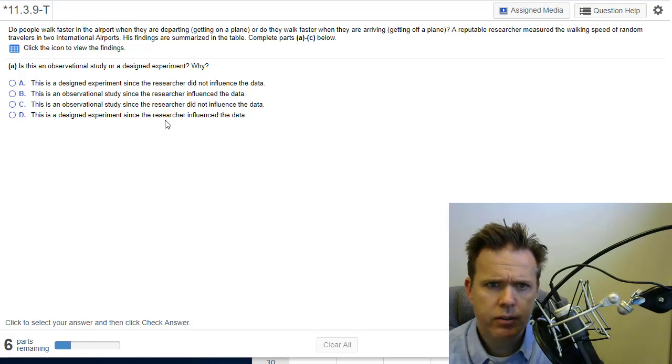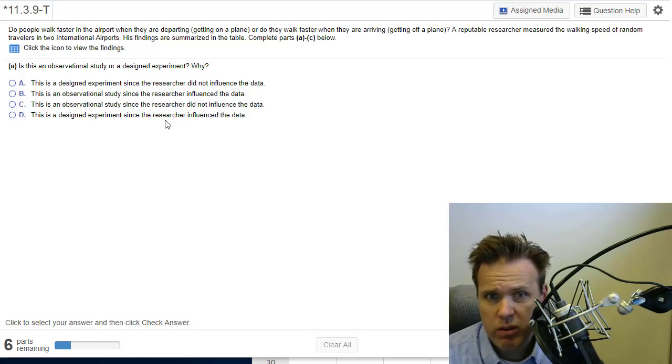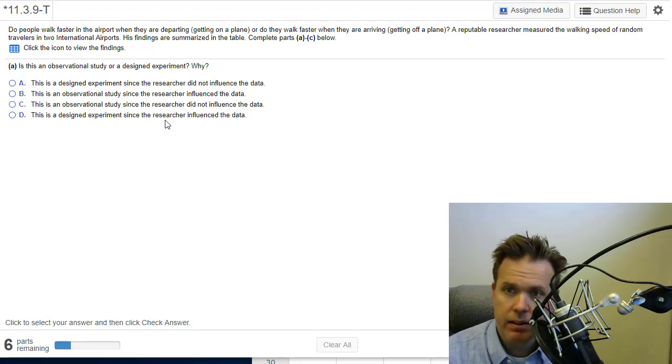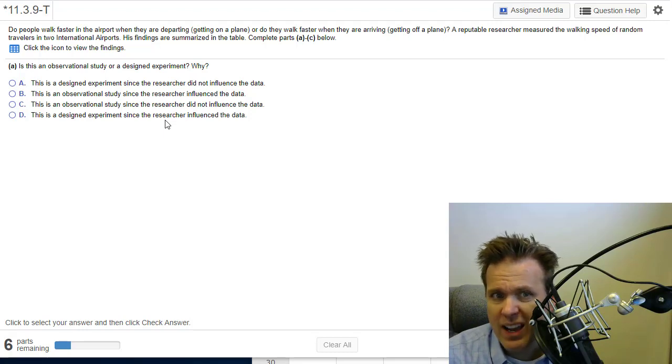Okay, for this one it reads, do people walk faster in the airport when they are departing, getting on a plane, or walk faster when they are arriving, getting off a plane? A reputable researcher measured the walking speed of random travelers in 2 international airports. His findings are summarized in the table. Let's look at this table.